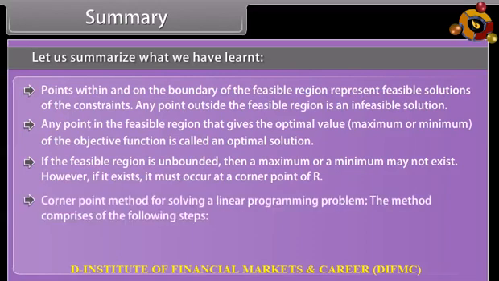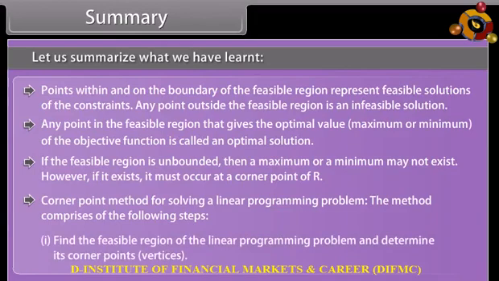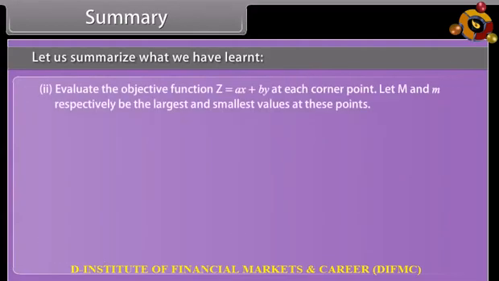Corner point method for solving a linear programming problem. The method comprises the following steps. 1. Find the feasible region of the linear programming problem and determine its corner points, vertices. 2. Evaluate the objective function Z equals ax plus by at each corner point. Let M and m respectively be the largest and smallest values at these points.